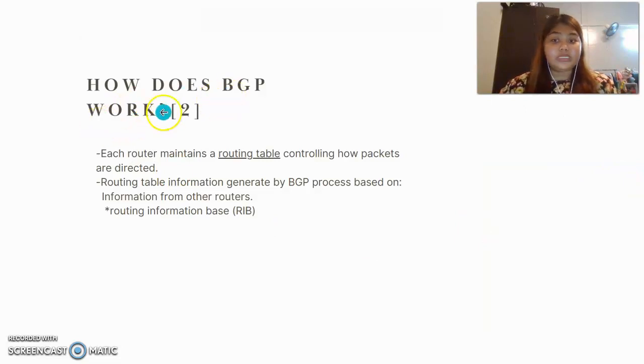How does BGP work? Each router maintains a routing table controlling how packets are directed. In one network, they have a router that contains a routing table for each network. So the routing table will choose the best route for the packet to be sent to the destination.